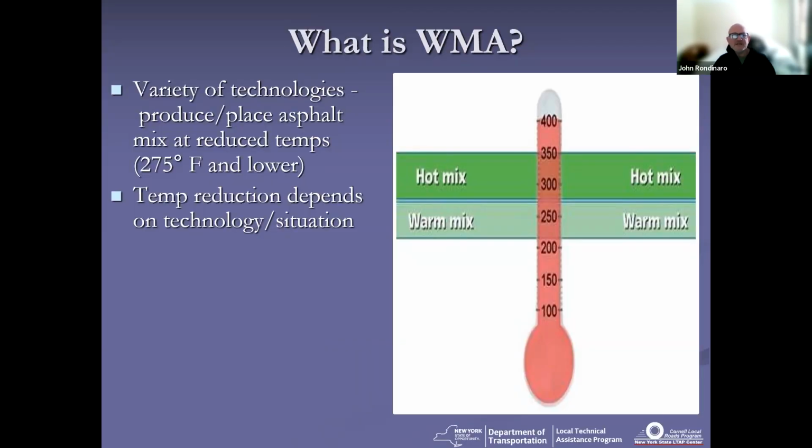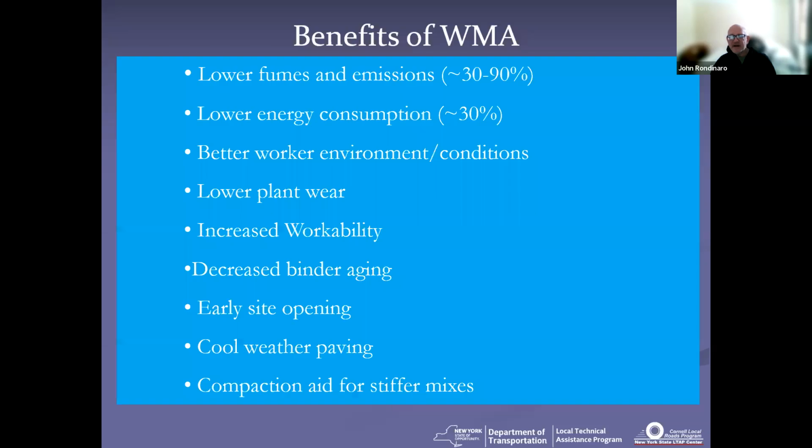So why do you see that? Well, you're using a variety of different technologies to produce and place your asphalt at a reduced temperature. You're looking at 275 and lower for warm mix versus 325 to 350 with your hot mix. That temperature reduction is going to depend on your technology and the different situations. But you've got a whole lot of benefits: lower fumes and emissions, lower energy, better worker environment, lower plant wear, increased workability, all kinds of good things when you work with a warm mix.